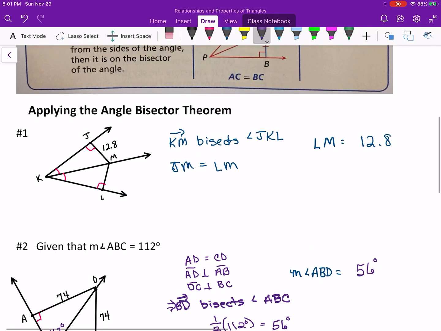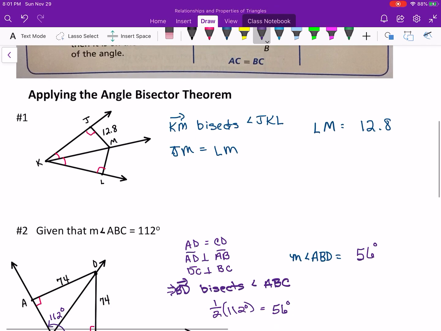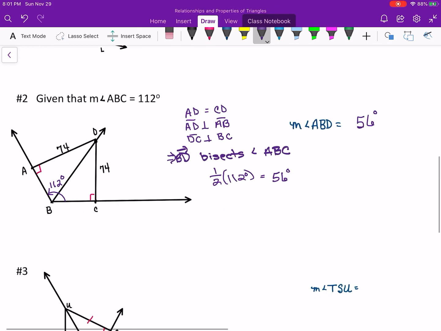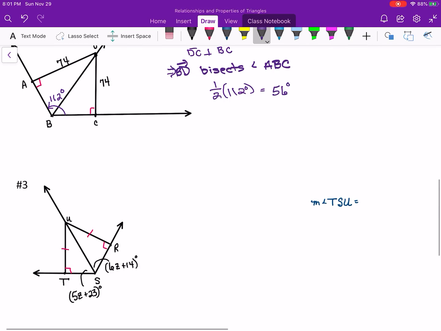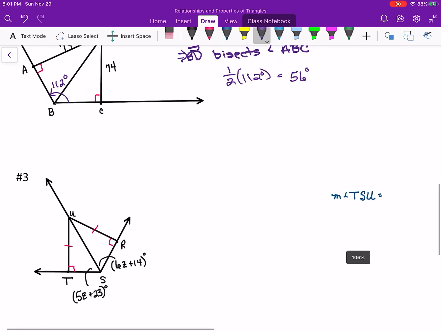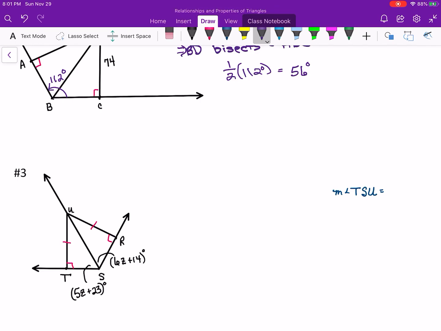So example 1 used the theorem, angle bisector theorem itself. Example 2 used the converse. We have one more example. Let's see if we can figure out what it's going to be using. All right, so we're going to look at the picture again.